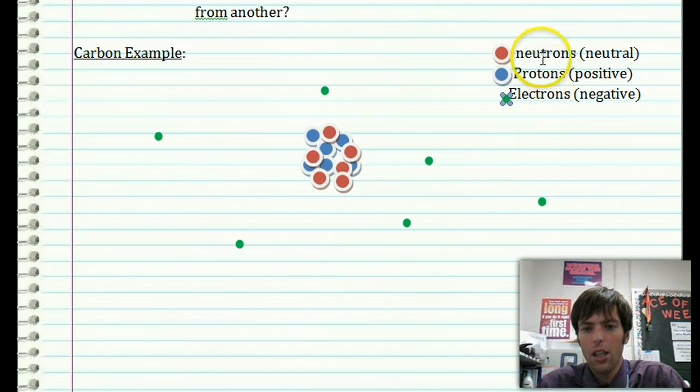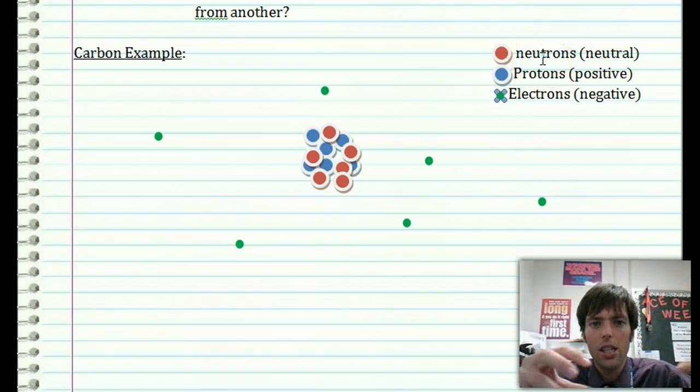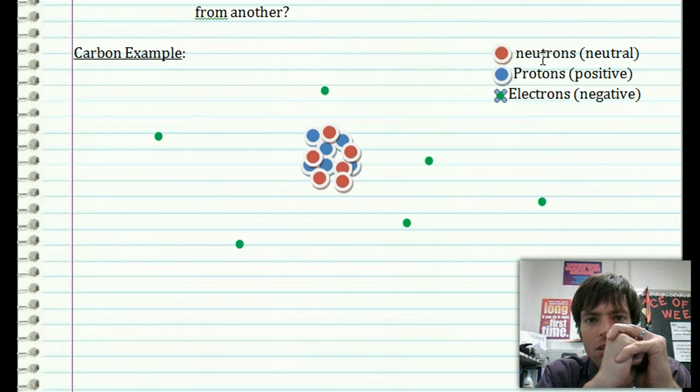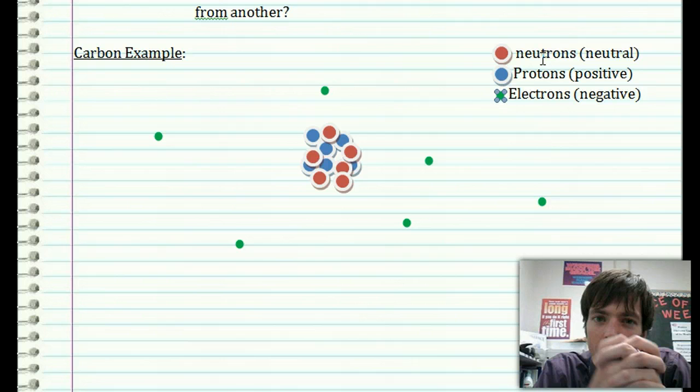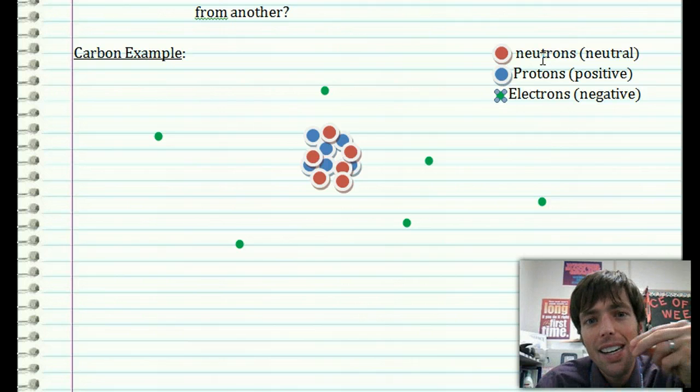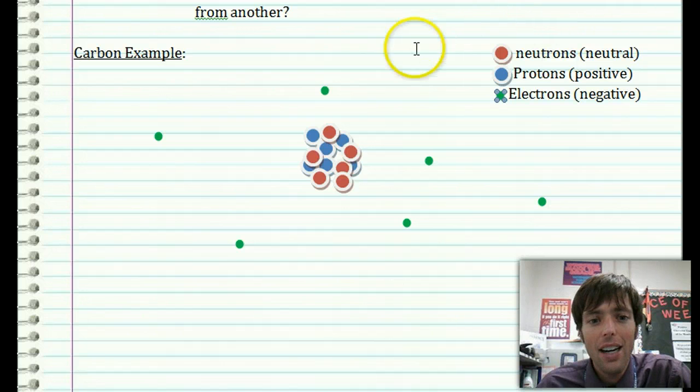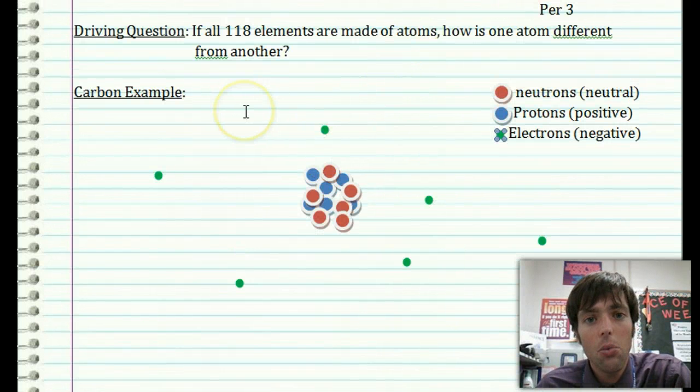Pretty easy. Electrons on the outside, floating around, going crazy. Protons and neutrons in the middle is the nucleus. Remember, when you look at the atomic mass of an atom, that's how you know how many particles are in that nucleus. And when you look at the atomic number, it tells you how many protons go in the atom. And that answers our driving question.